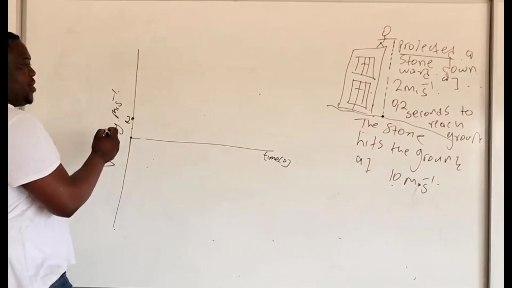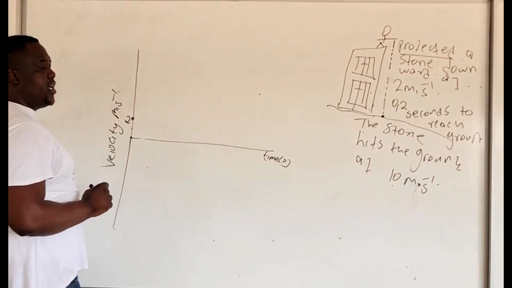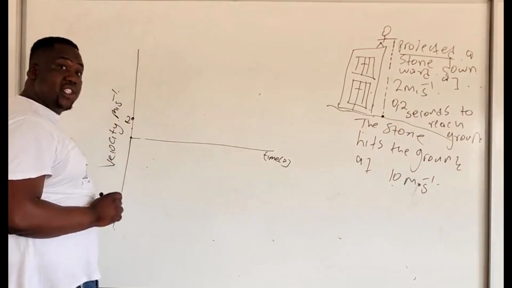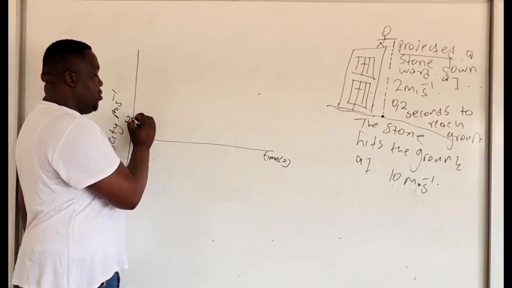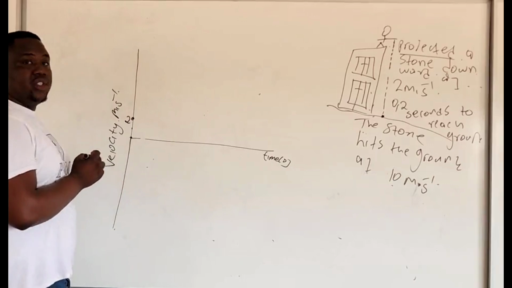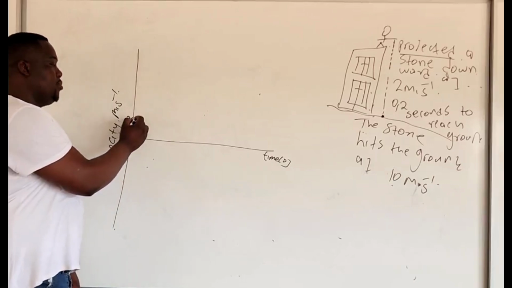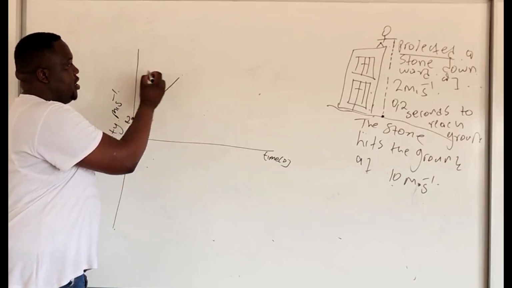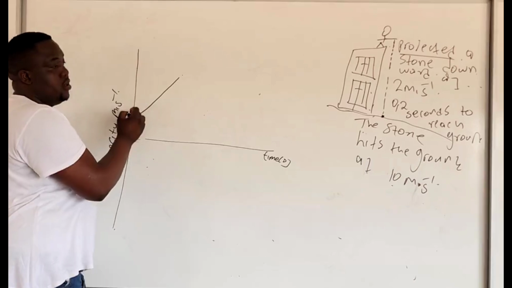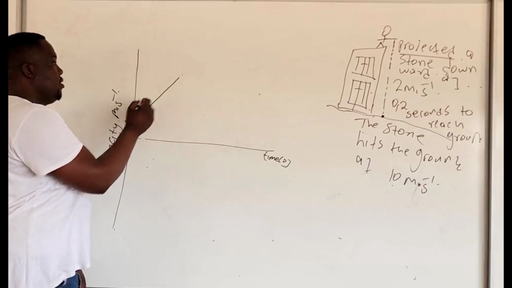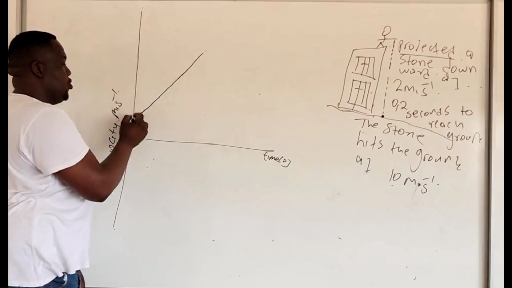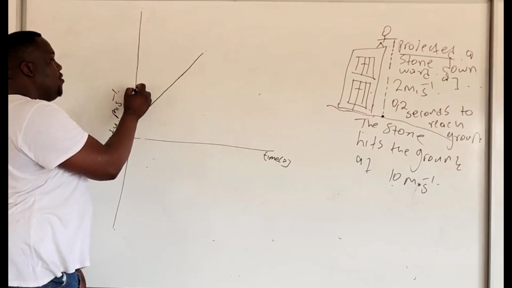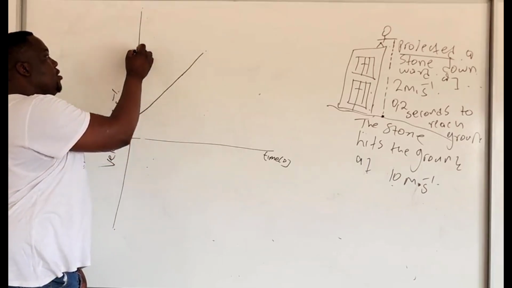Then, since this object was projected down at 2 meters per second, what is its initial velocity? It is not 0, meaning this object is going to start from 2. Then it moves up until it reaches what? The final velocity is 10, so it goes 2, 3, 4, 5, 6, 7, 8, 9, 10.